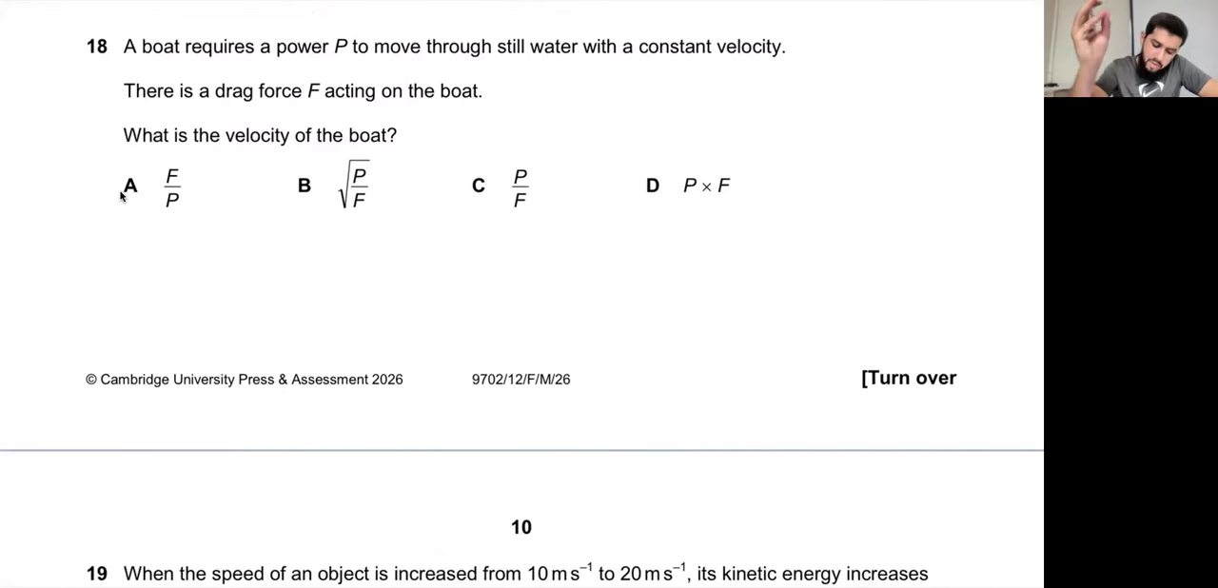So they've given us the power. They've given us the force. They've told us it's moving at a constant velocity, which means that the backward force, the drag force, is equal to the forward force due to the engine. And that means power is equal to force multiplied by velocity. Hence, velocity is power upon force. The answer is C.